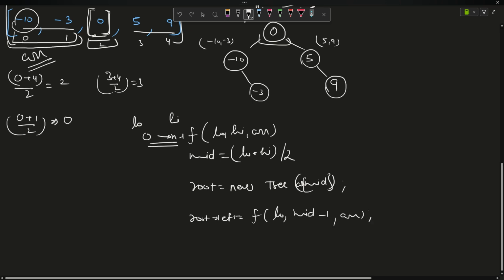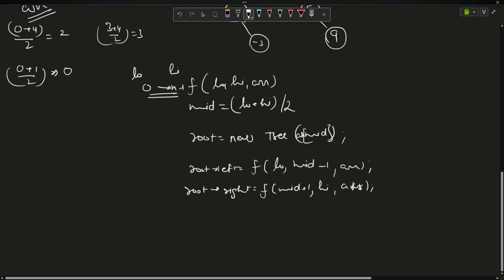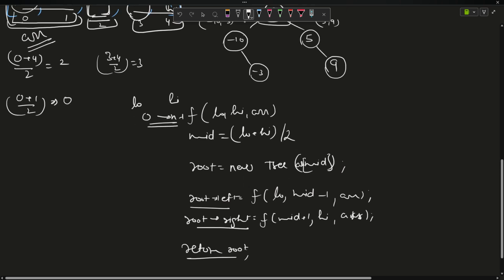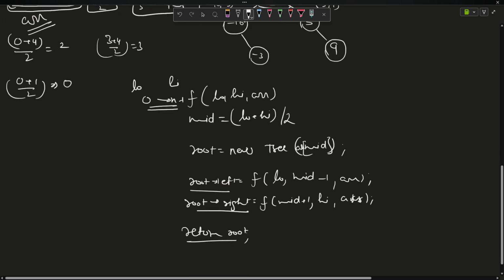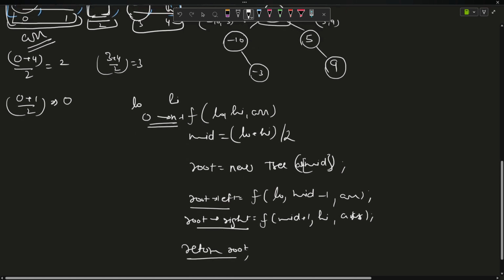Send the array also, and similarly root right is going to be f, now from mid plus 1 up till high. This was my high, right? From the array. Constructed the root node, constructed the left subtree, constructed the right subtree, and return root. And if you are not able to solve this question in one go, no problem. This is a difficult question to see, but after seeing the approach, it becomes really easy to understand, right?